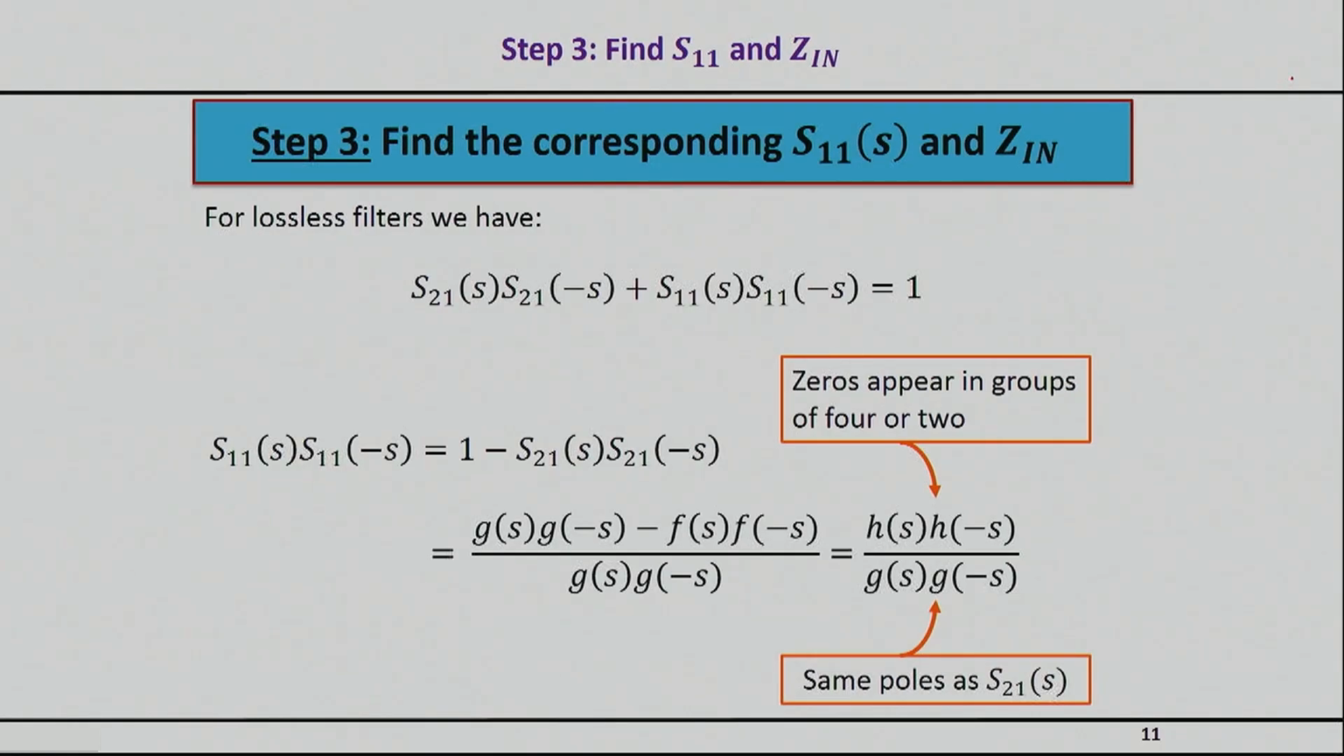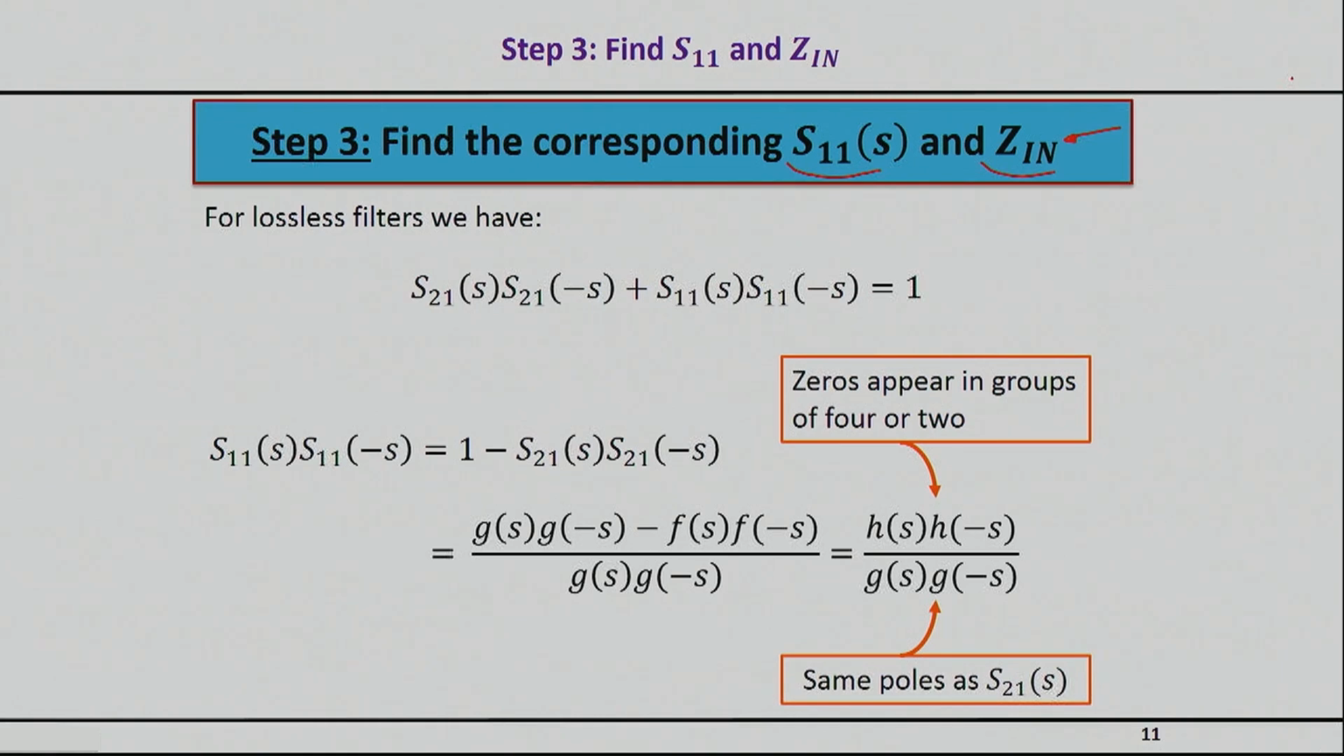Now let's move on to step number 3. Step number 3 basically goes for finding the S11 of the circuit and the input impedance. In fact, the input impedance is the real thing that I want, because once I know my input impedance, then there are techniques that will allow me to find the actual circuit realization. So let's go step by step.